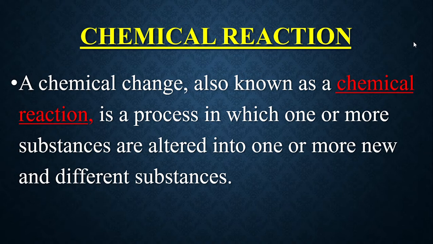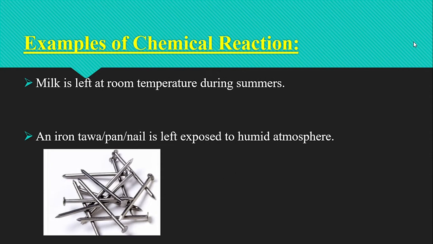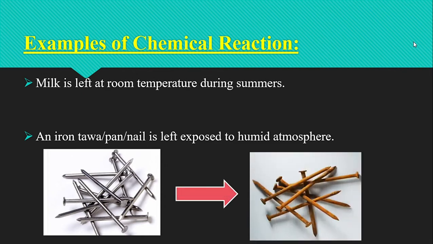So let's see the examples related to chemical reactions. First we have milk. When we leave milk at room temperature during the summer, you notice there is a change in the property, color, and structure, right? The milk is converted into curd. So that is a chemical reaction. Second, you have seen that when an iron tawa, pan, or nail is exposed to humid conditions, it first has a silvery color, right? After being exposed to humidity, it changes its color. A brownish layer is coated on the iron, because of a chemical reaction happening around us. This is another example of a chemical reaction, the rusting of iron.